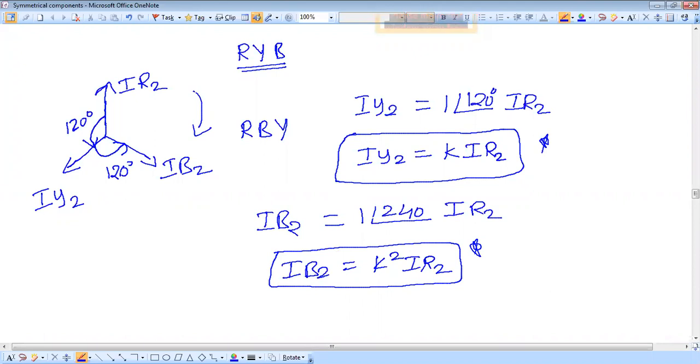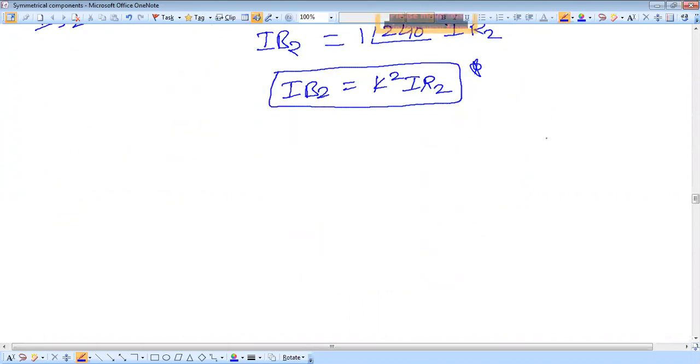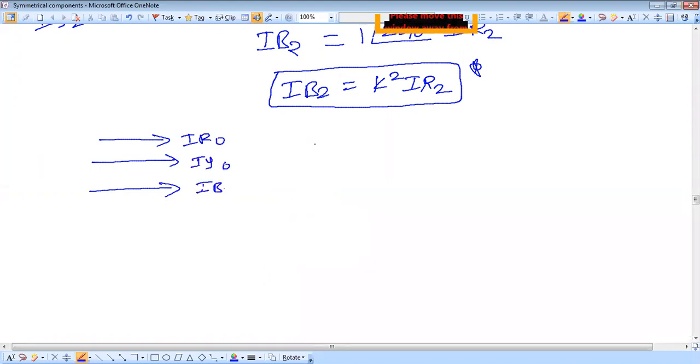This is about the negative sequence component relations. Next, come to the zero sequence component. For the zero sequence component, we already know all the phases are equal in magnitude and all are in phase. This is IR0, this is IY0. The magnitudes are equal and all are in phase. So simply I can write IR0 the same as IY0. All vectors are equal because the magnitudes are equal and there is no phase displacement. Therefore the vectors themselves are equal.